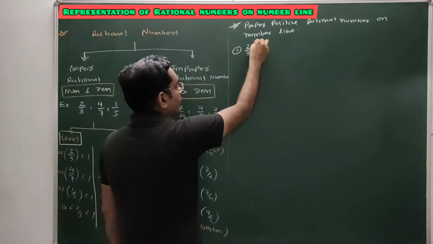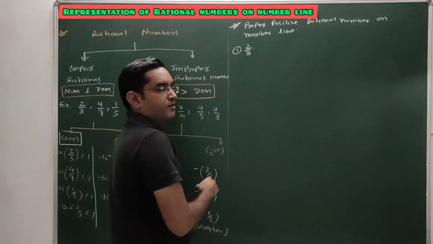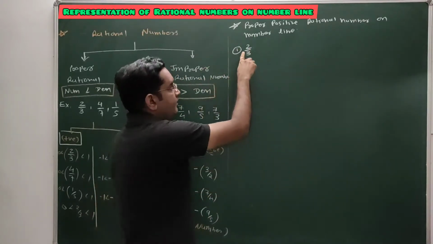Proper rational number, numerator is less than denominator. Yes, numerator is less than denominator and it is positive.